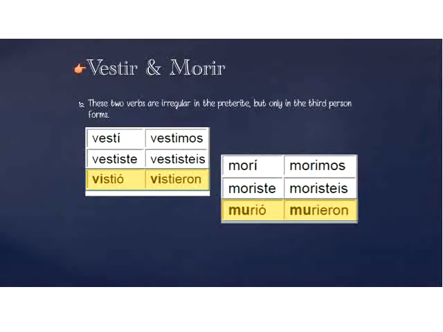Vestir and morir have stem changes only in the third person. Third person meaning he or she or they. So the él, ella, usted, ellos, ellas, ustedes forms are the only ones that change here. Notice the spelling. It becomes vistió with an I, and vistieron, murió with a U, and murieron. Only in those third person forms.